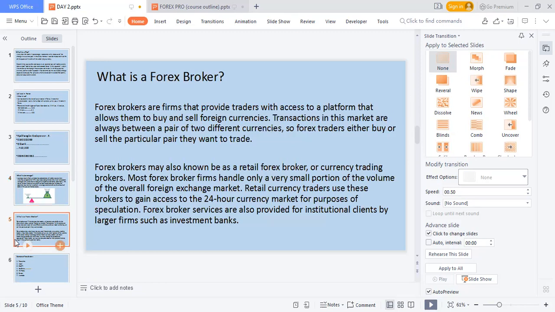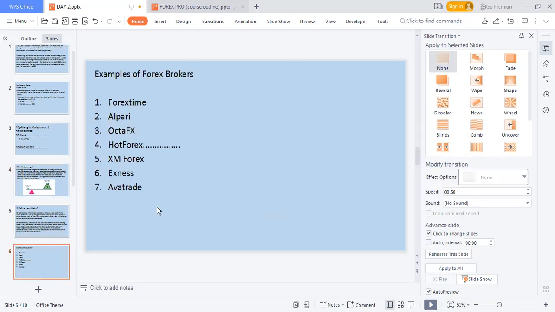Brokers. Brokers are firms that provide traders access to a platform that allows them to buy and sell foreign currency. What are we saying? We have a whole lot of brokers. We have Forex Time, we have Opta FX, XM Forex, AvaTrade, Infinox. We have Top FX, we have a whole lot of broking firms.